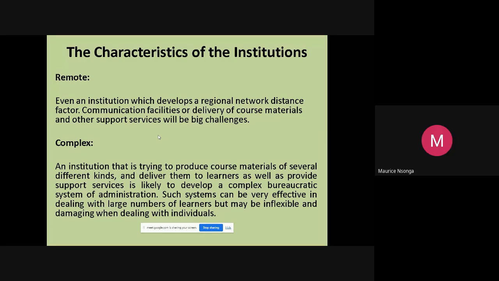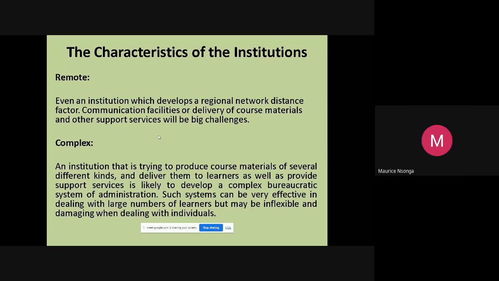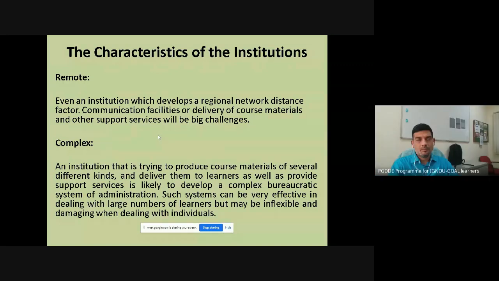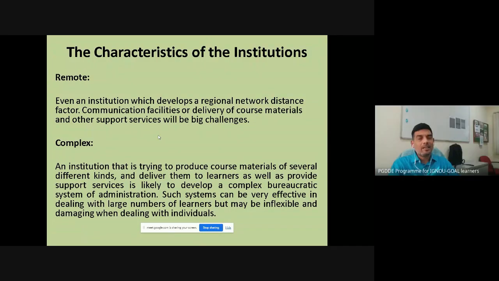Dr. Tata, I have a question. Yeah. So, characteristics of the institution. The institutions that you are talking about are open distance learning institutions. Yes. Then what you have pointed out are challenges, isn't it? Only the challenges, characteristics as in challenges. Yes, these are the characteristics.